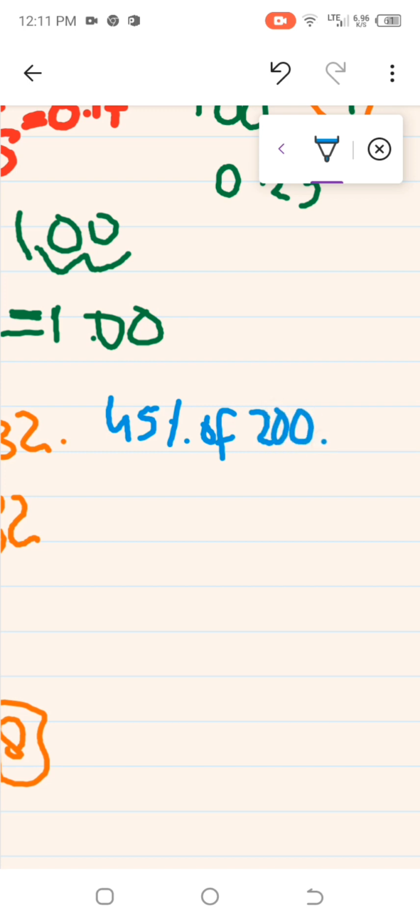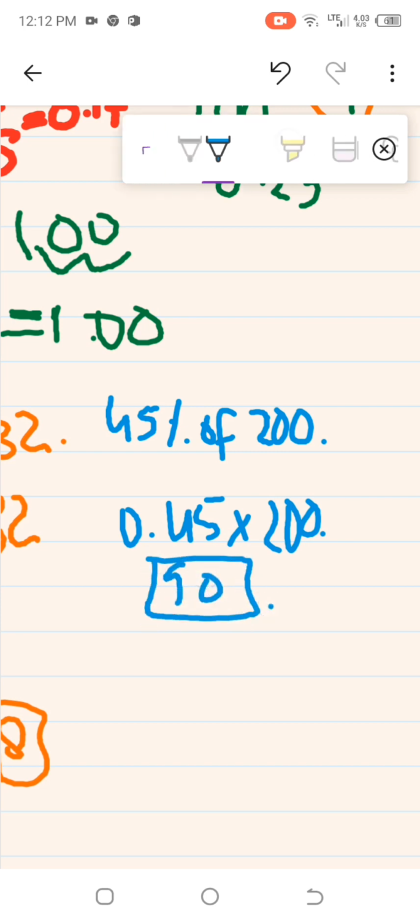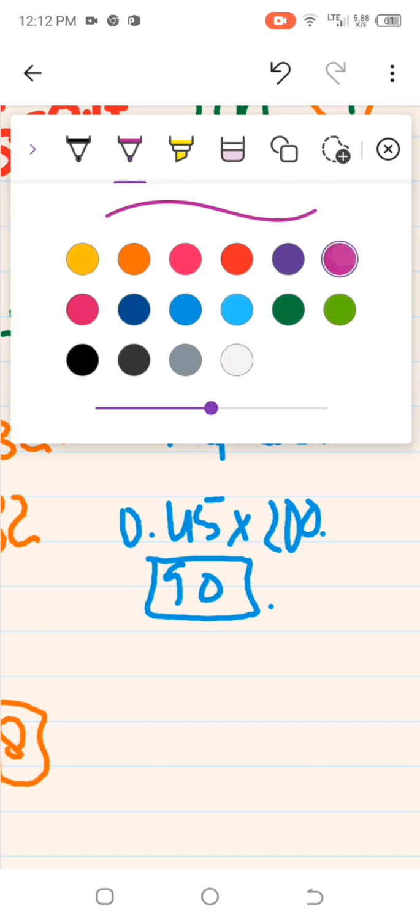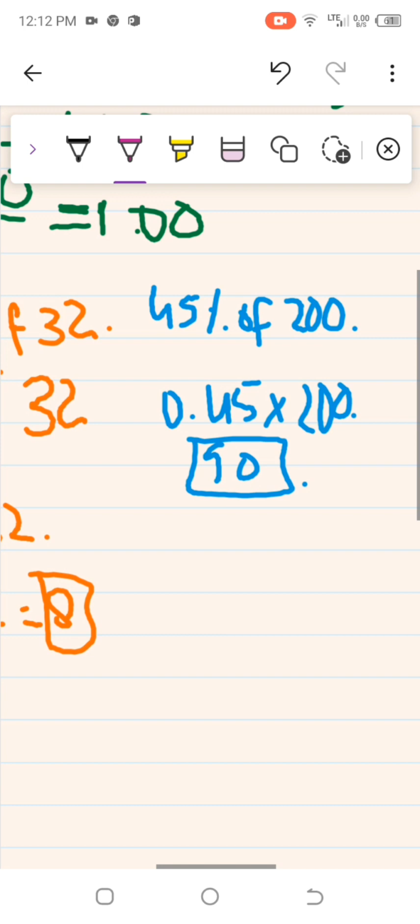To convert this 45% into a decimal, we'll get 0.45. I have just moved the point two places to the left. Now multiply by 200. Just multiply this, you will get your answer, that will be 90. Another question we have: 90 is 45% of what number?